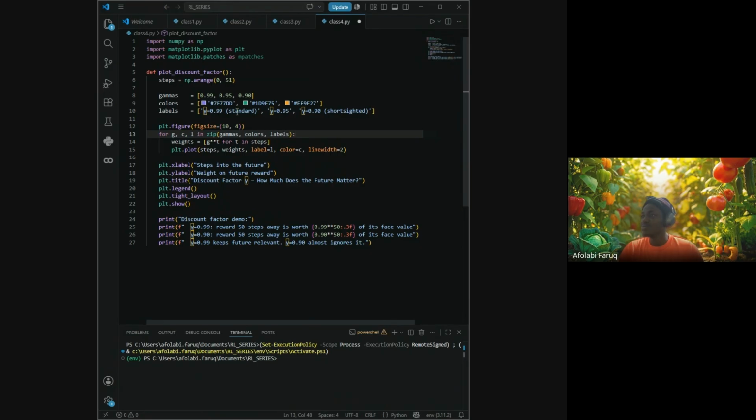You mentioned that 0.99 is the standard, 0.95 is more short-sighted because it's lesser, and 0.90 is even lesser compared to 0.99. But 0.99 is not one. It just sits at a sweet spot where it helps us discount future rewards. Then we can iterate over that, calculate our weights, and plot the required graphs.